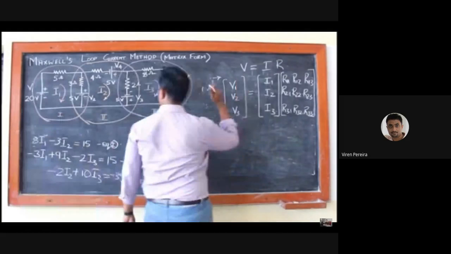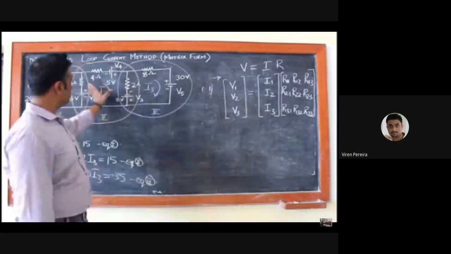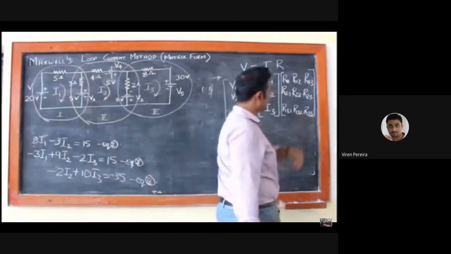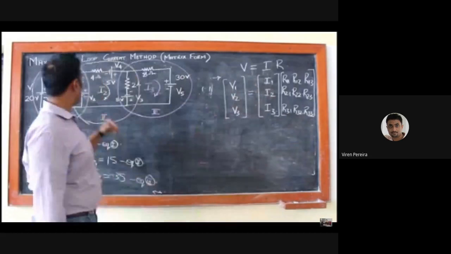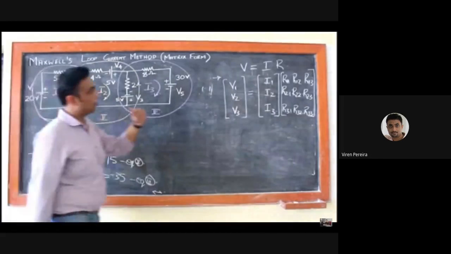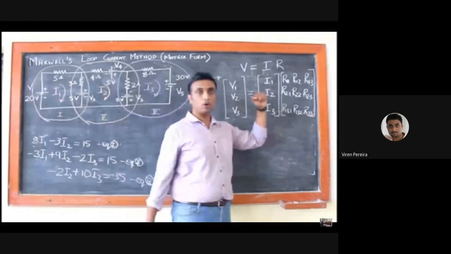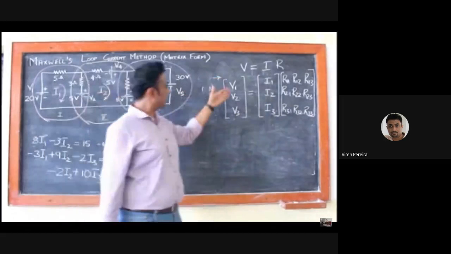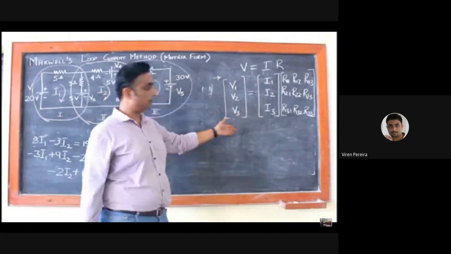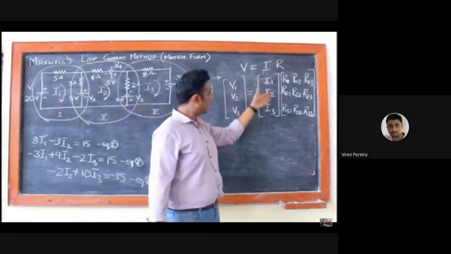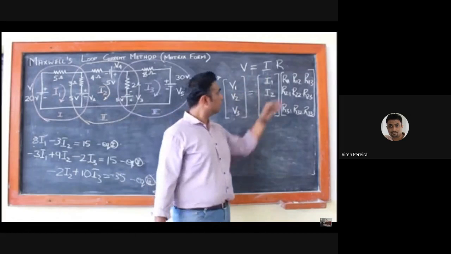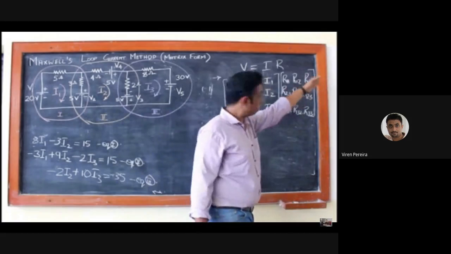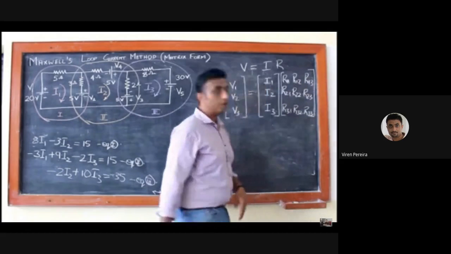So now basically we have a matrix form. If you have 3 loops, you will have basically 3 rows and 3 columns. If you have 2 loops, you will have 2 rows and 2 columns. So if there were 4 loops here, then it will be V1, V2, V3, V4. The same way I1, I2, I3, I4. R11, R12, R13, R14, and so on to R44.